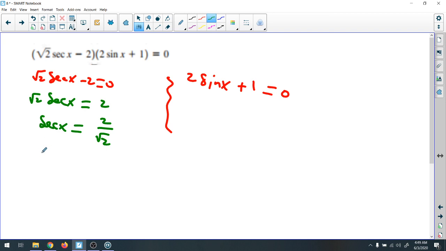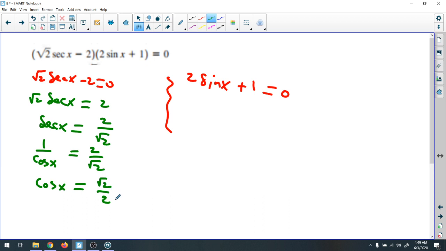And sometimes we don't need a calculator if it's a famous angle. So secant is 1 over cosine. 1 over cosine is 2 over square root of 2. Then you could take the reciprocal of both sides. Cosine x equals square root of 2 over 2. This is the property of the isosceles triangle, if you remember. If you multiply by square root of 2, then it will be 1 over square root of 2. Okay.